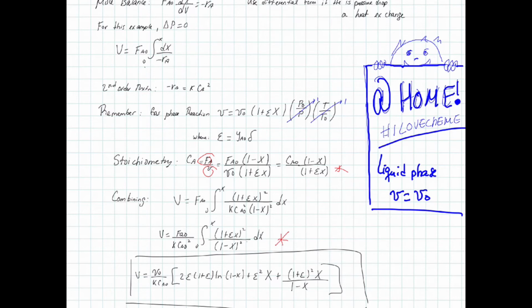So I know that you are waiting for this. At home, hashtag I love ChemE, try to get to a volume solution for a reaction that is liquid phase. That means you're going to assume that the volumetric flow rate is constant. Remember, the steps of the method are the same, so make sure that you know where the changes happen. Review this and we can discuss it in the next class.